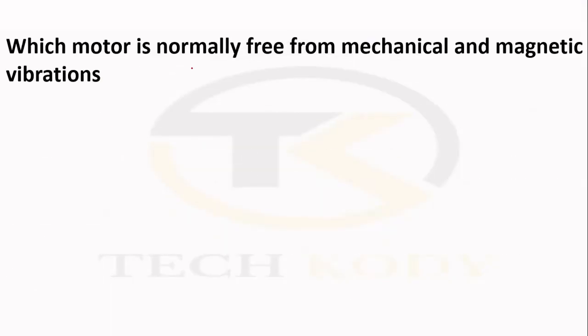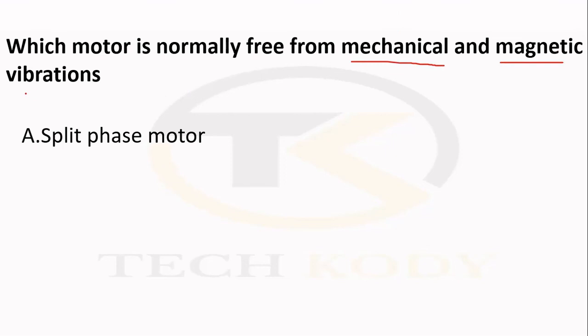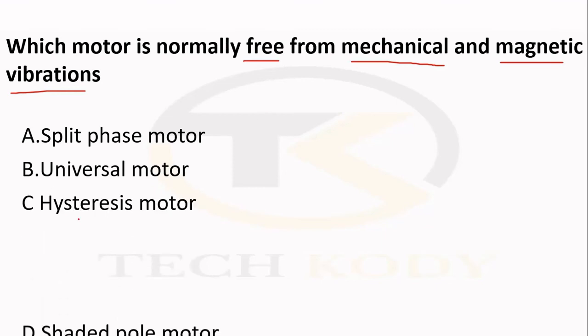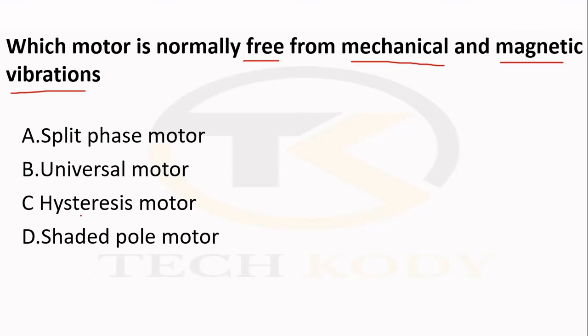Which of the following is normally free from mechanical and magnetic vibrations? Here you can see mechanical and magnetic vibration free: split phase motor, universal motor, hysteresis motor, or shaded pole motor. Sorry, it is the hysteresis motor that is free from mechanical and magnetic vibrations.